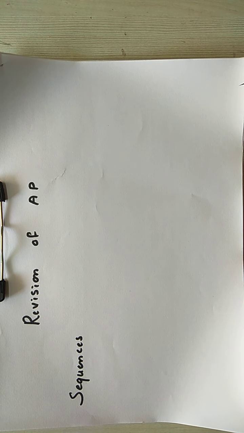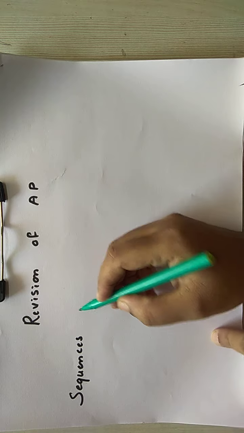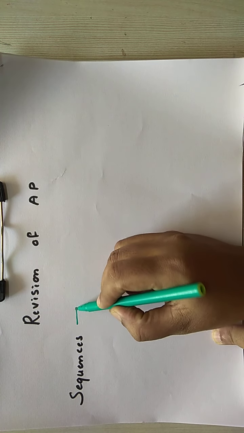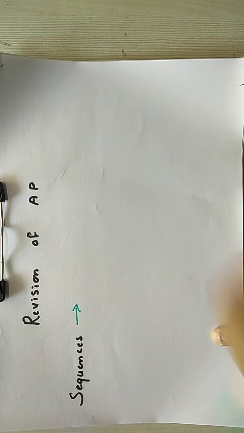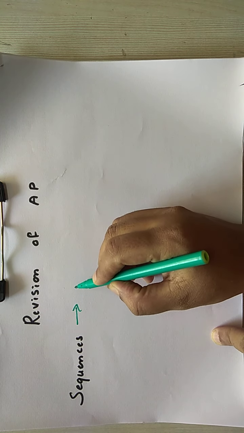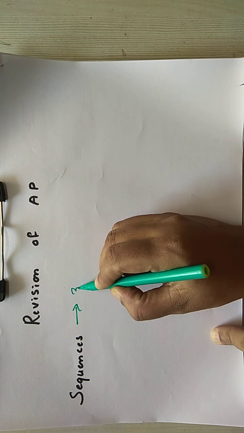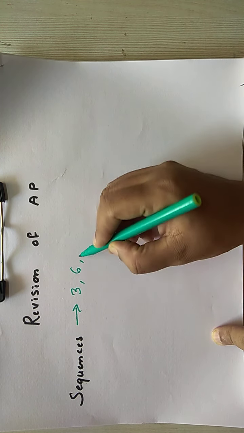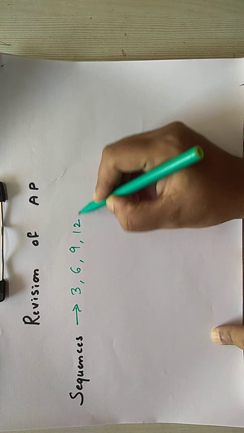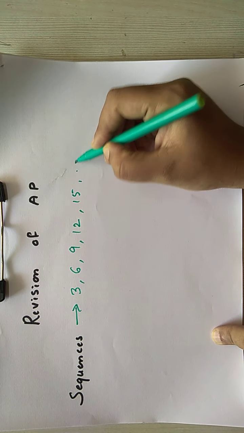In the revision of arithmetic progression, the first thing we'll be doing is the concept-wise revision. The first thing that we learned was sequences. A sequence is a kind of arrangement of numbers. Let's take an easy example: 3, 6, 9, 12, 15 and so on.